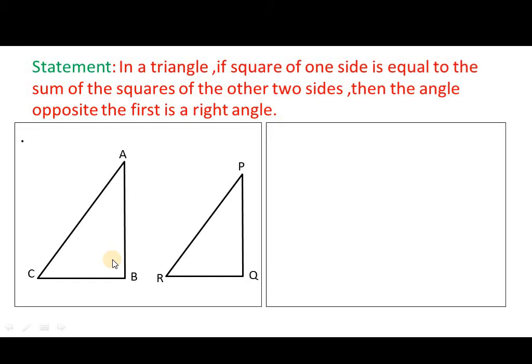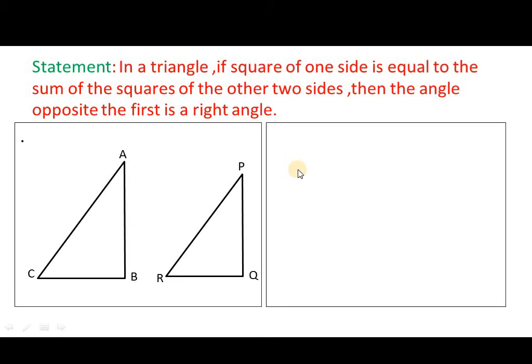in a triangle, if the square on the longest side is equal to the sum of the squares of the other two sides, then definitely in that triangle one of the angles is 90 degrees. Understand, students? If you square one of the sides and add the squares of the other two sides, and the square of the longest side becomes equal to that sum, then the triangle becomes a right angle triangle.